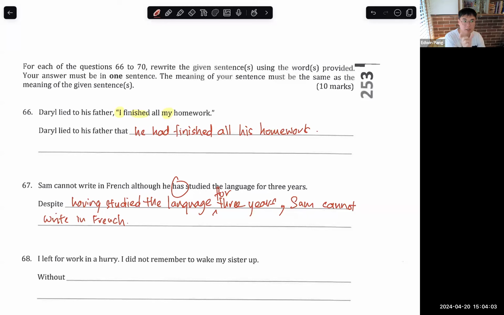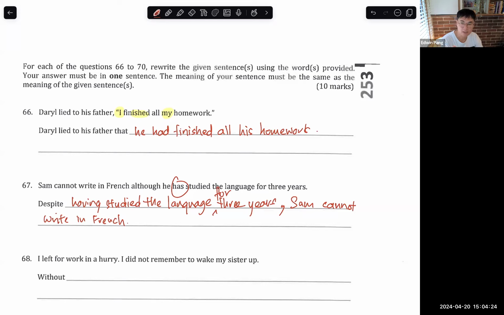Okay, so the subject must always follow the main clause. So Sam cannot write in French must be intact. The French and the language cannot change place. Okay, next, remember synthesis rule number 2, right? The tense of the question cannot change. This is not reported speech, so I cannot change the tense.